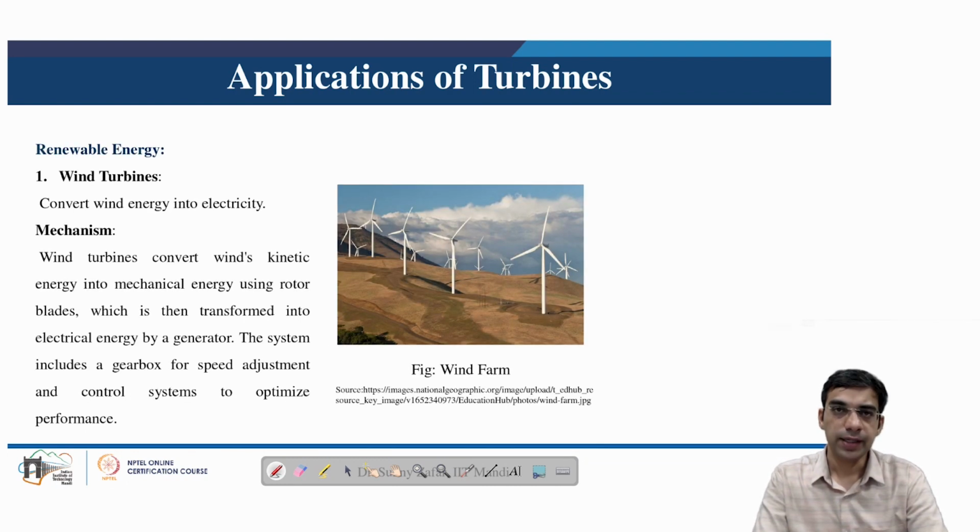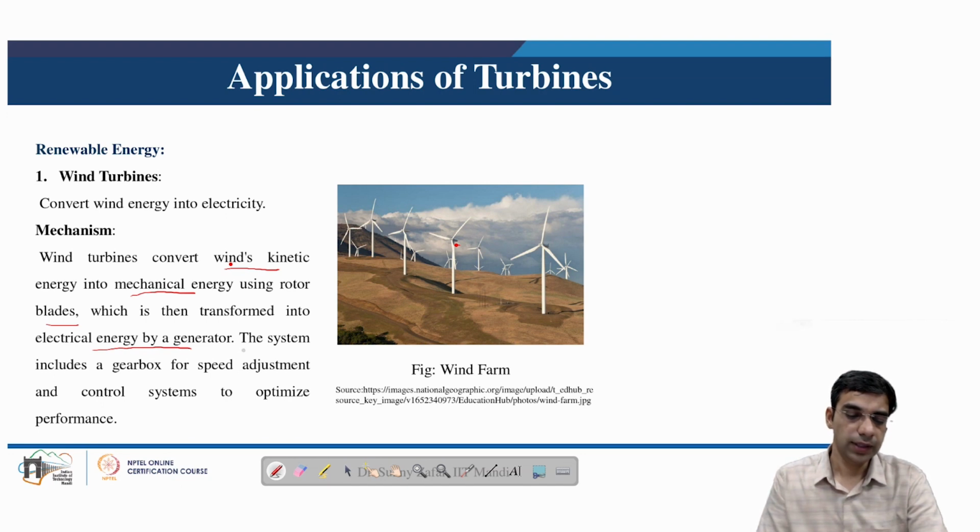And then wind turbine, as we have already talked about. Wind turbines convert the wind's kinetic energy into mechanical energy by use of rotor blades. These rotor blades are made up of high-strength, lightweight materials. The rotational energy of these blades is then transformed into electrical energy by using a generator, which is available in the nacelle of the wind turbine.